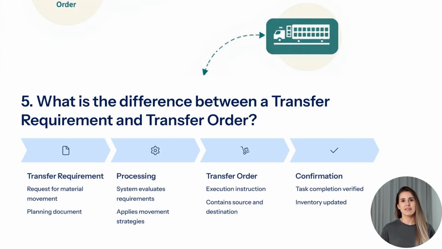Here's a popular one that candidates often encounter. 5. What is the difference between a transfer requirement and transfer order? A transfer requirement, TR, is a request to move materials, while a transfer order, TO, is the actual instruction to move it. Think of TR as a planning document and TO as the execution step. In my projects, I've automated the TO creation from TR to save time and reduce manual errors.